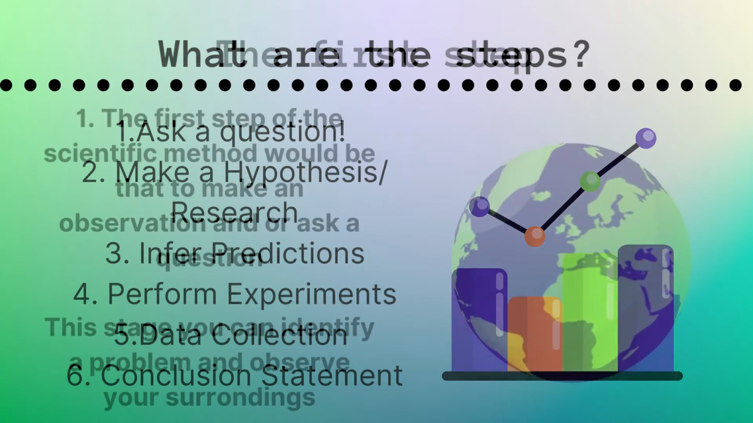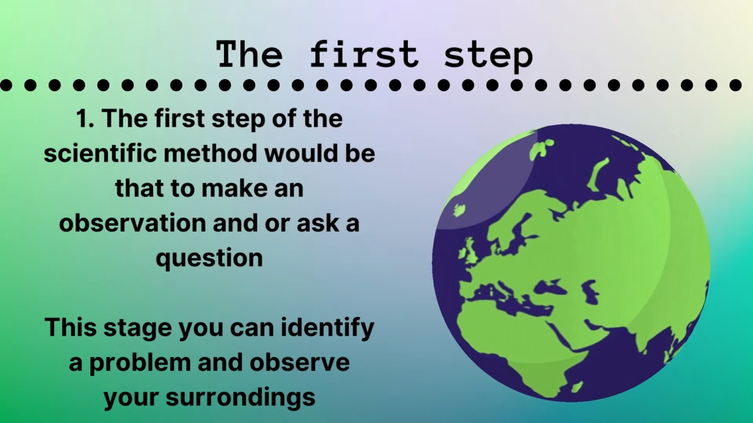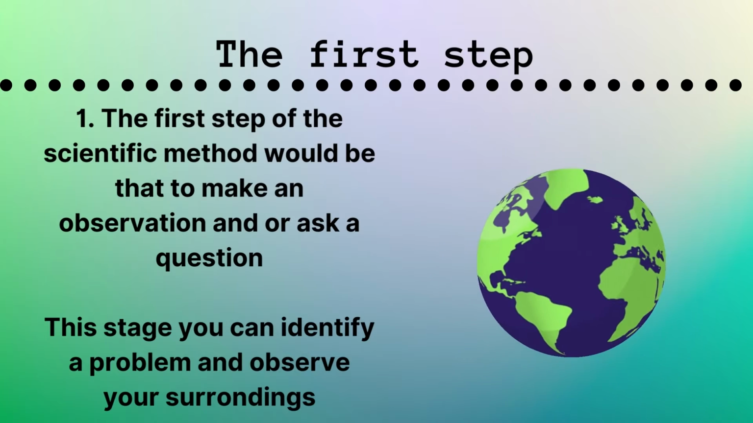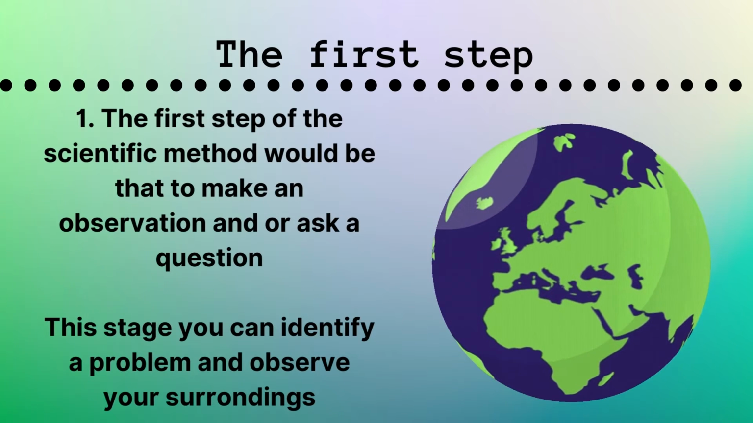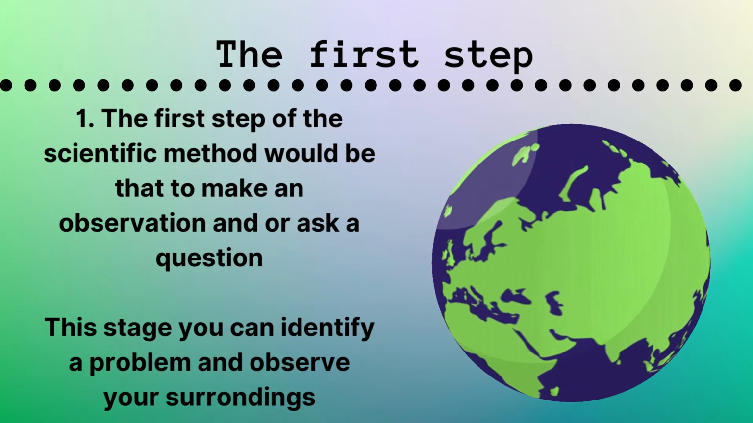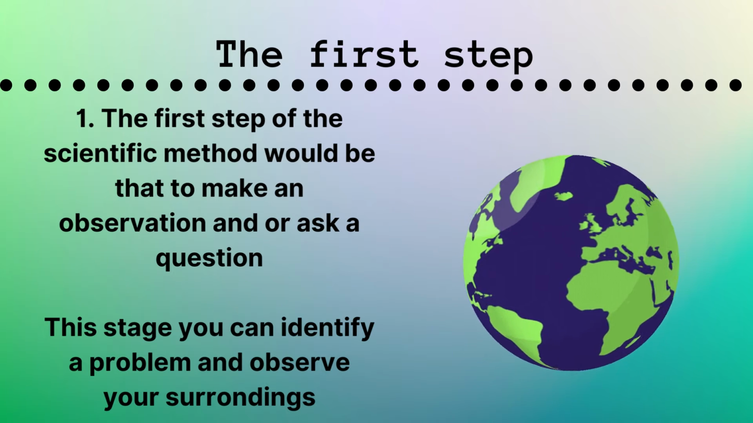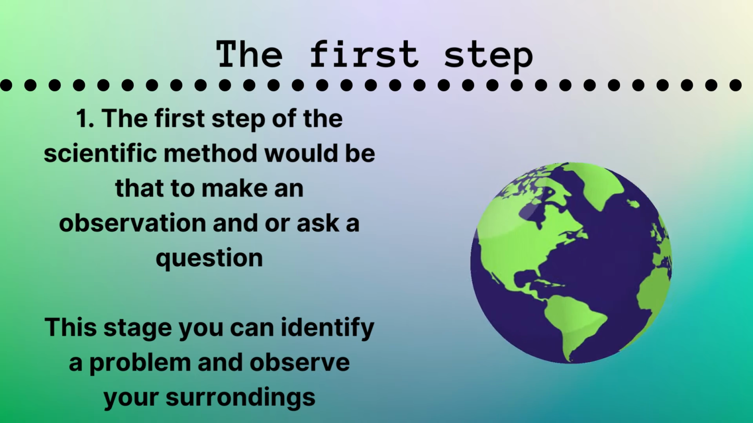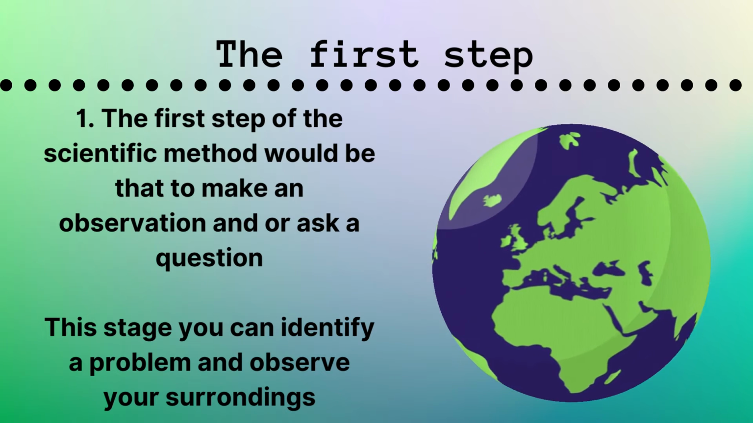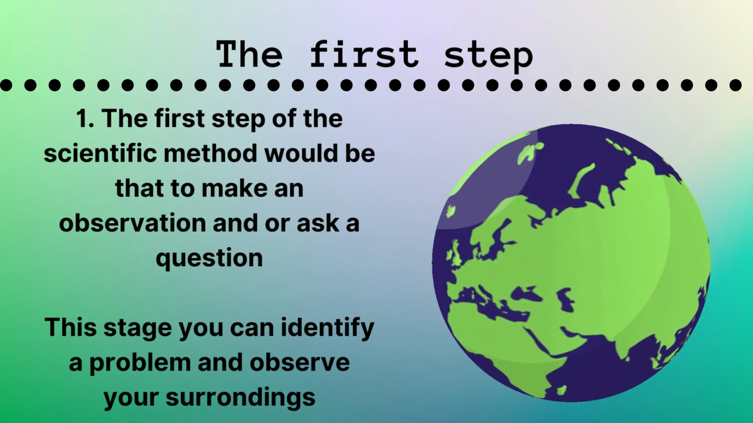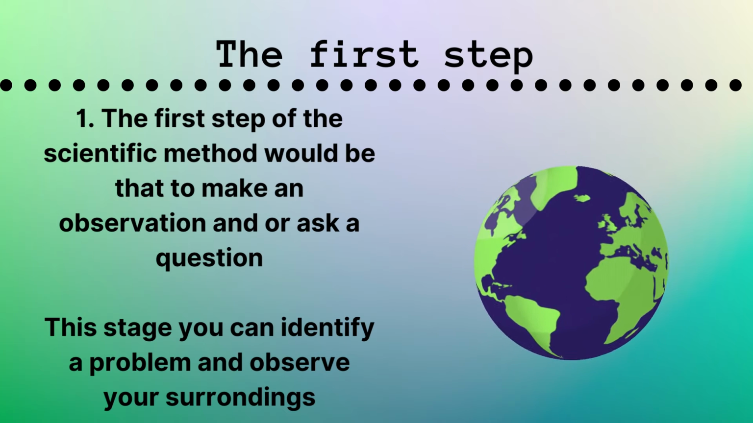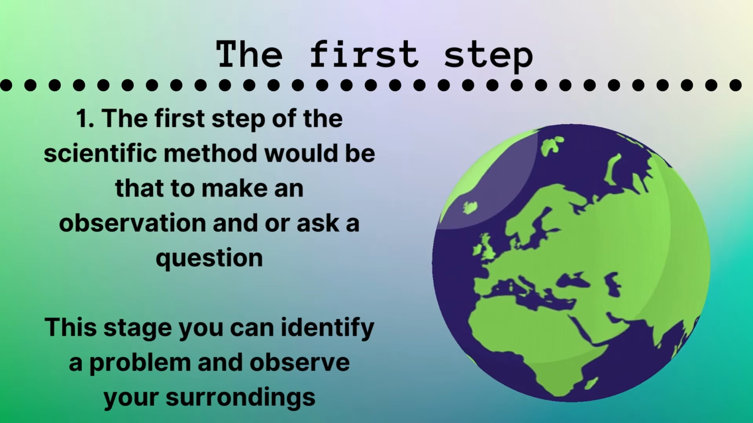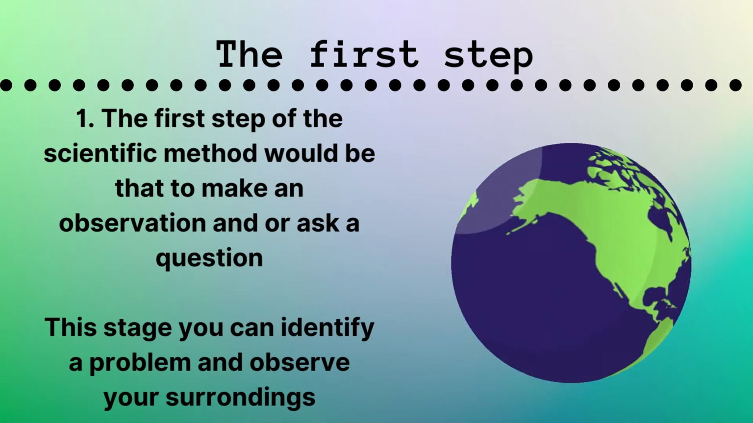Now, the first step of the scientific method would be that of making an observation and/or asking a question. This is the stage where you can identify a problem and observe your surroundings. An example of asking a question or making an observation would be, why does the moon change phases? Or why do the leaves in the fall change color? Identifying your question clearly is the first step in solving a problem.